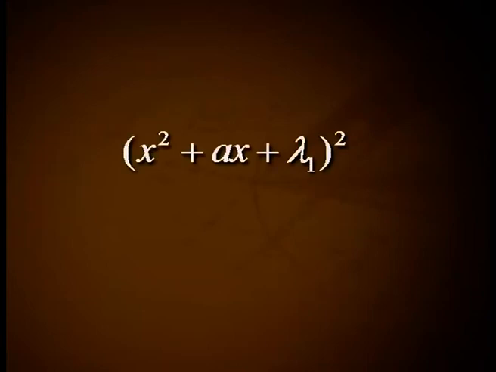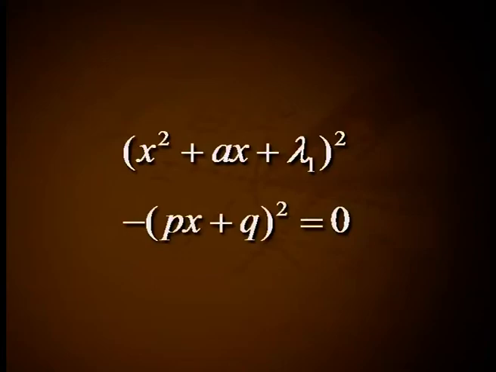Equation 18 is a cubic in lambda giving 3 values for lambda, say lambda 1, lambda 2 and lambda 3. Replacing lambda by lambda 1 in equation 17, it takes the form (x² + ax + lambda 1)² − (px + q)² = 0. Now, the left hand side can be factorized into quadratic factors and thus the equation can be completely solved.